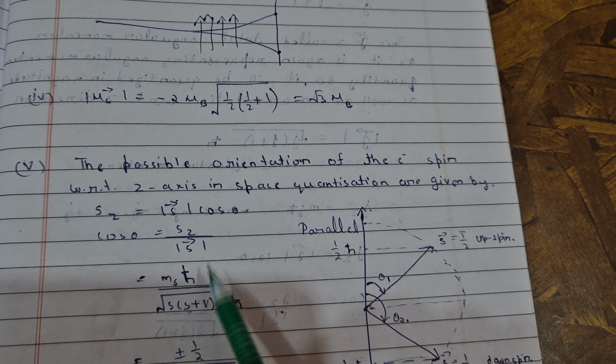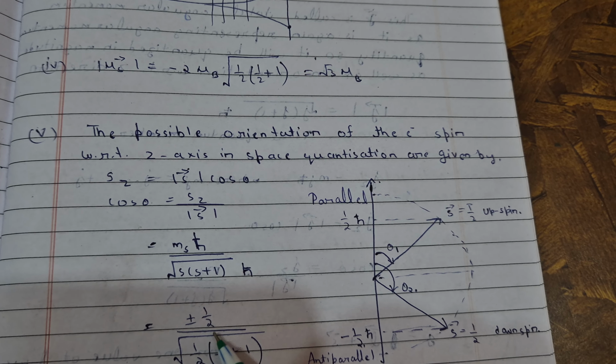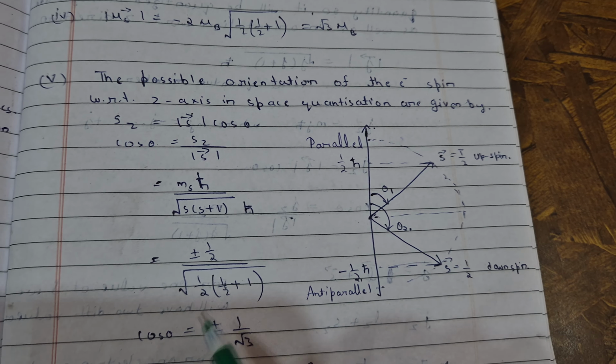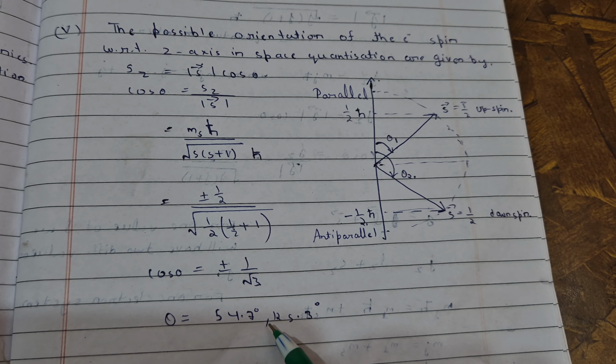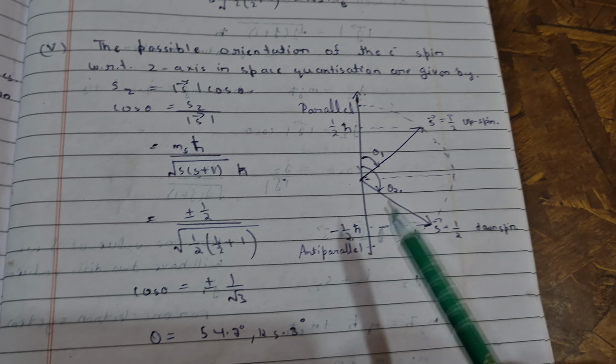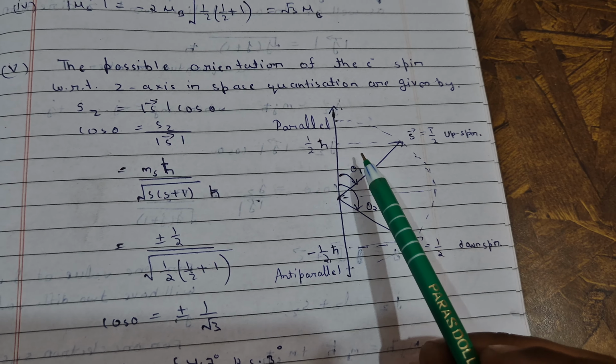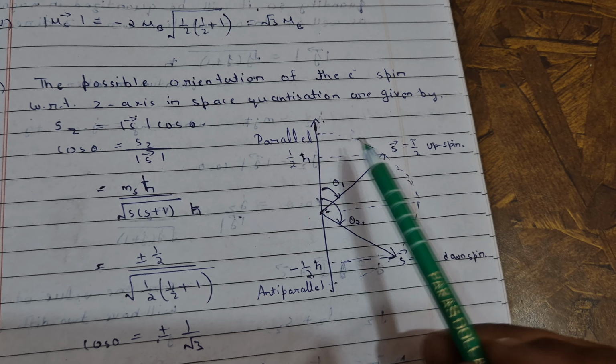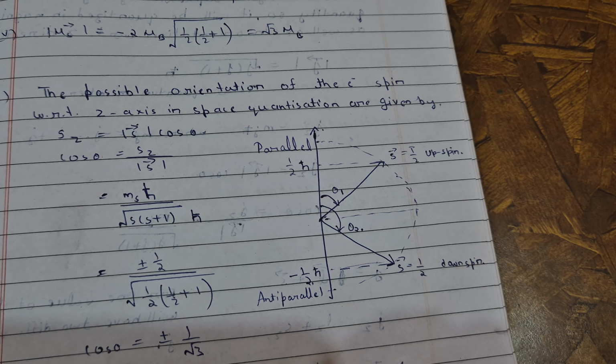The h-cut will cancel out. So m_s will be plus minus half, and s is half. This will give you two values of theta, that is 54.7 and 125.3 degrees. These are the two thetas available, so these two orientations of S are possible in space. This is called space quantization.